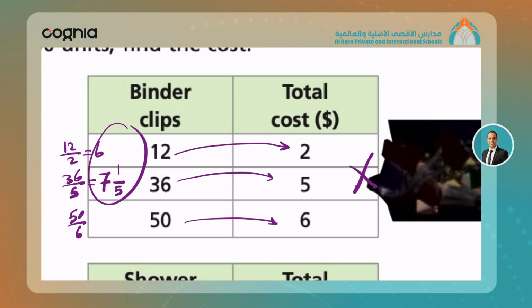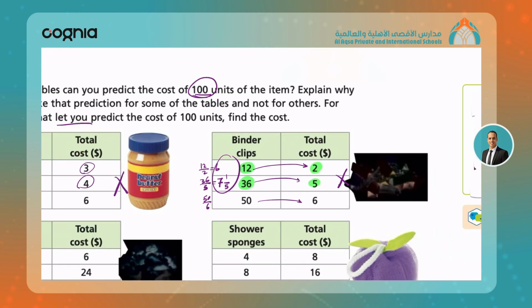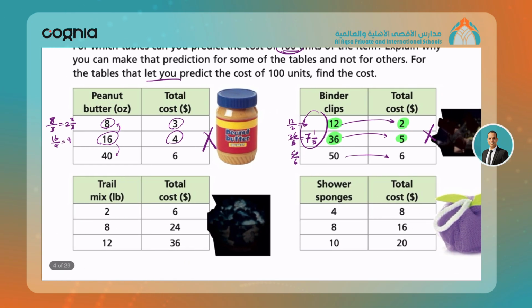Okay? The same thing here when you buy more. So for example, if you buy 12, you will pay $2. But if you buy 36, which is triple, you should pay here 6. No, but you just pay 5. So it seems like also when you buy more binder clips, you save more money. But still, the first two tables here, the binder clips and the peanut butter, they are not proportional.